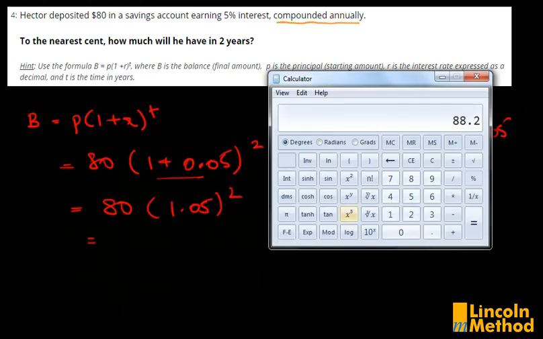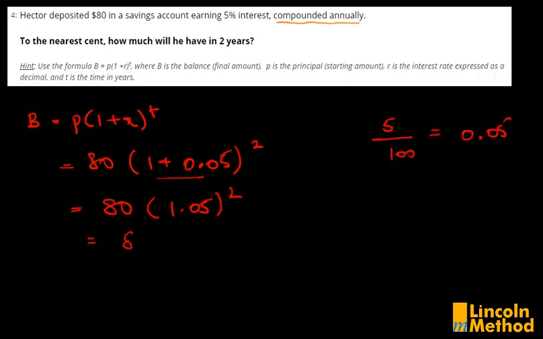And let's just plug this into our calculator and see what we get. Multiplied by 80 equals 88.2. So this is the amount of money that he will have in his account at the end of the second year.